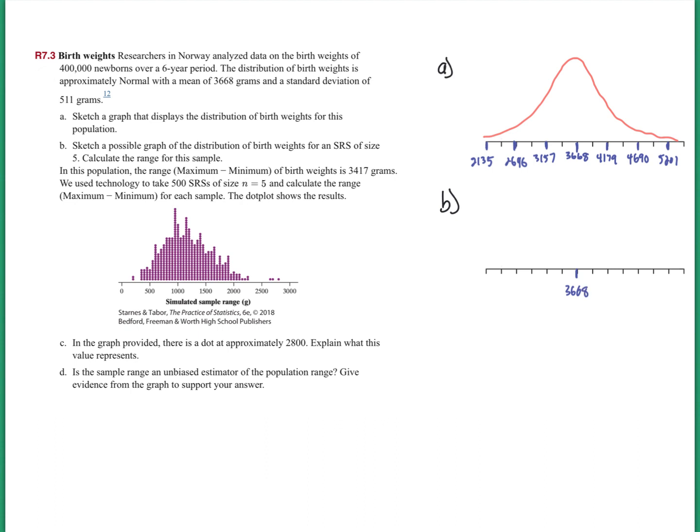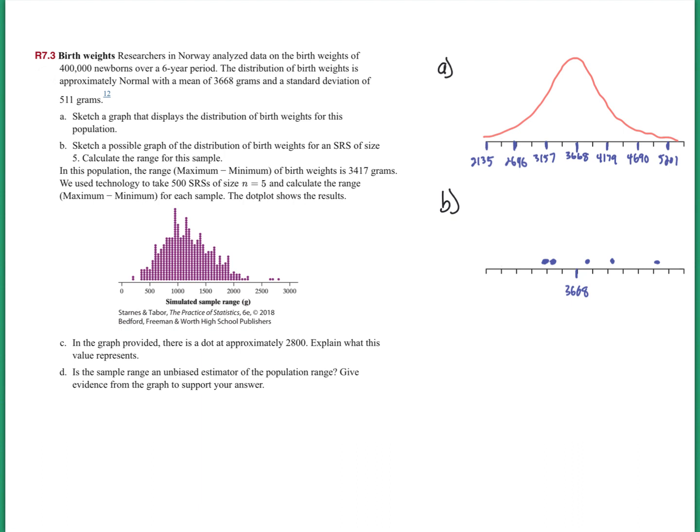So 3668, if that's the middle, maybe a couple came from around here. They'll be close to the middle, maybe a couple close together. And who knows, maybe an outlier happened somewhere. Okay. Alright, so that's it.